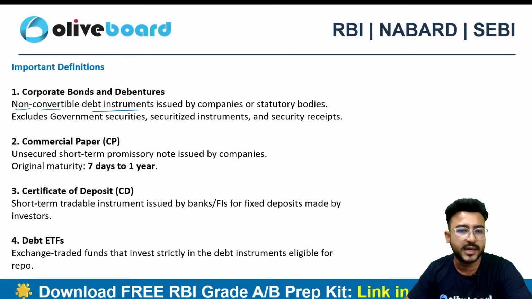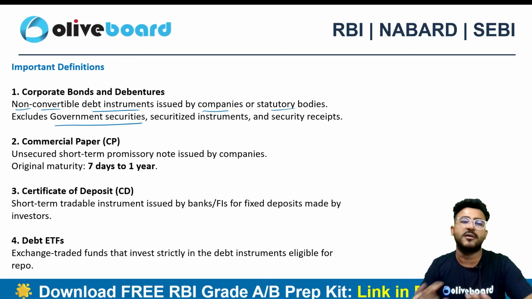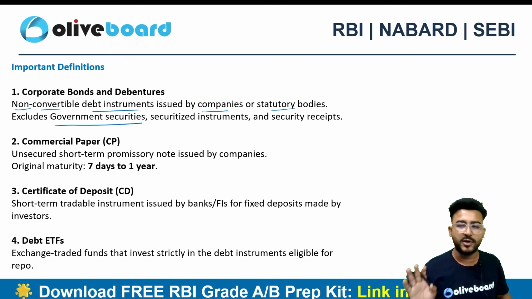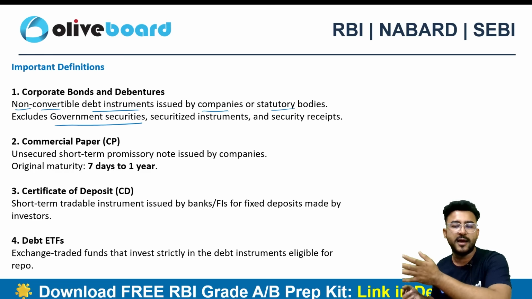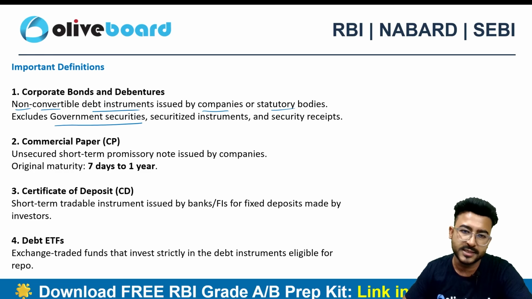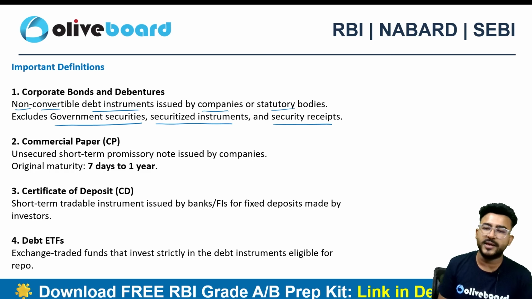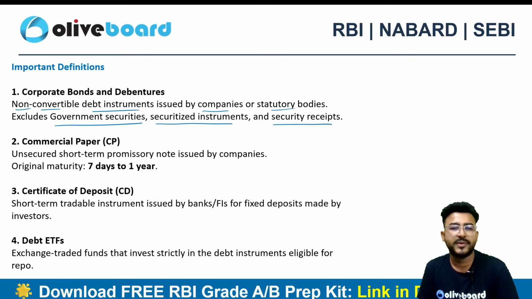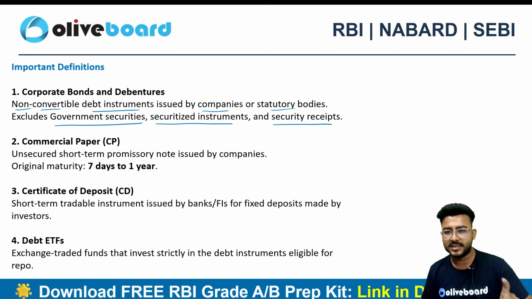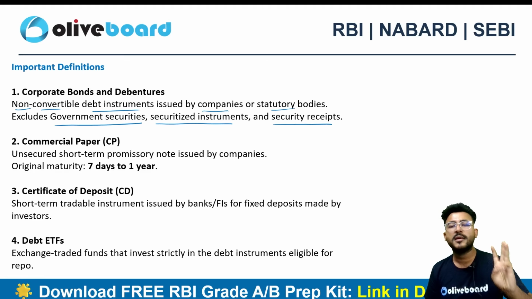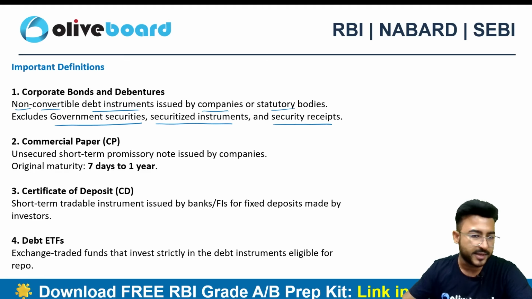So these are non-convertible debt instruments issued by companies or statutory bodies, excluding government securities. So government securities are excluded from corporate bonds and debentures. Obviously, government security G-Sec has a different classification. Under corporate bonds and debentures, the bonds and debentures of corporate entities will come. Securitized instruments and security receipts: security receipts is a financial instrument that we use in the concept of securitization, right? So corporate bonds and debentures are only non-convertible debt instruments that are issued by companies, but they exclude G-Secs, government securities, securitized instruments and security receipts. All these things are excluded here.